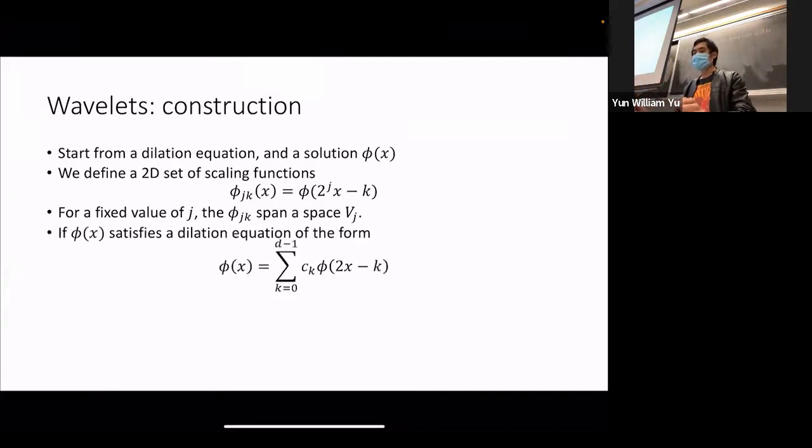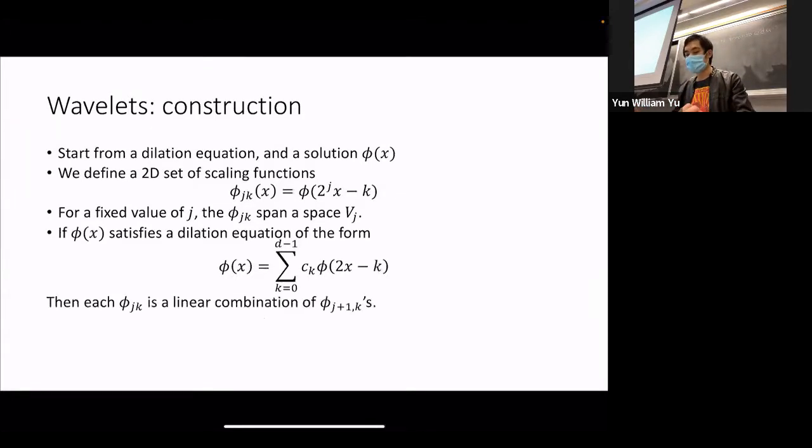And if you satisfy the particular dilation equation of some particular form, then each of the things at a particular scale level is a linear combination of the functions at the next scale. So obviously you can construct from the things at one scale the things at the finer resolution. That's the basic idea: by moving on to the next scale level of these functions, you can then construct the previous scale functions.